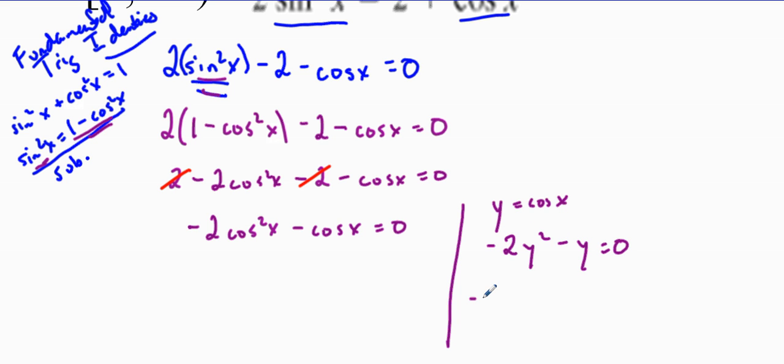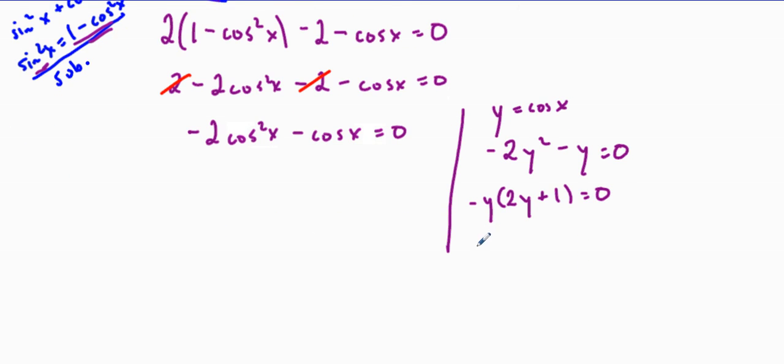a negative y. If I distribute out a negative y, I'll then have 2y plus 1, and that's going to equal 0. From here, this is an algebraic expression where we know that negative y would have to equal 0, so y equals 0 there, right? Then we have another one, 2y plus 1 equals 0, and we know that y would have to equal negative 1/2. So those would be our solutions if we just did it algebraically.